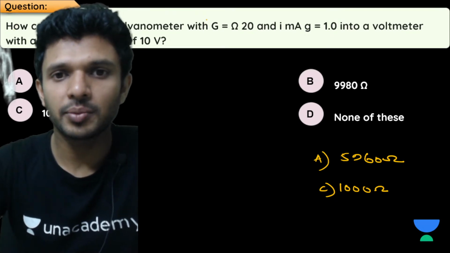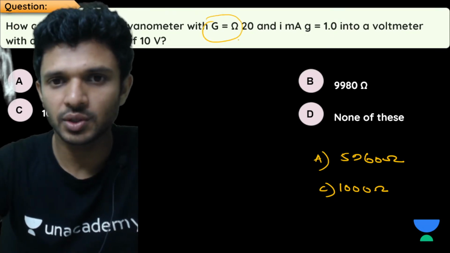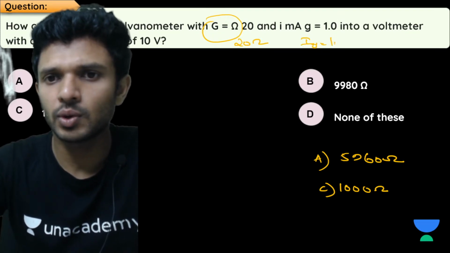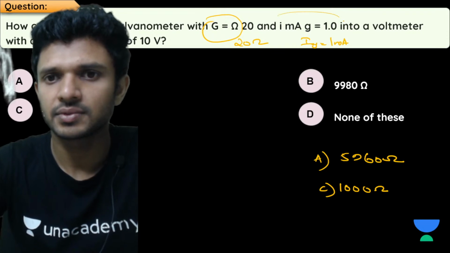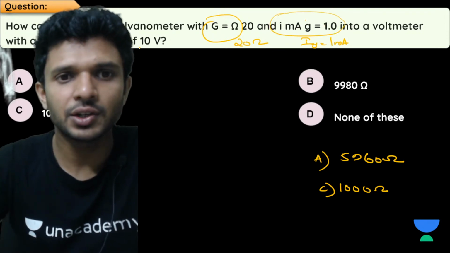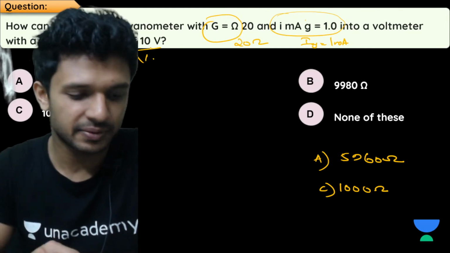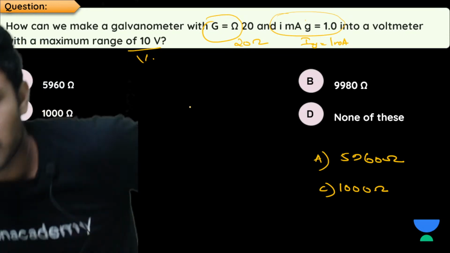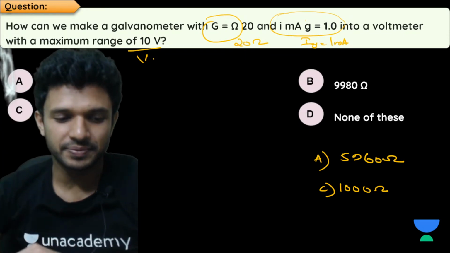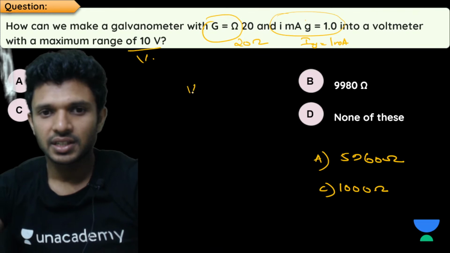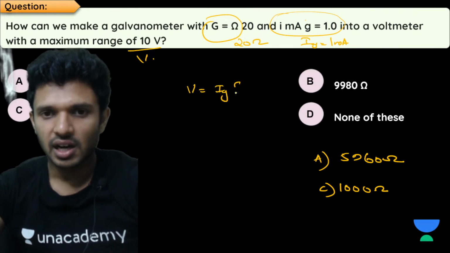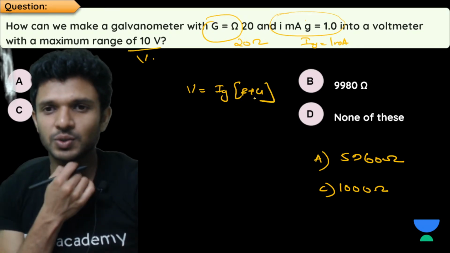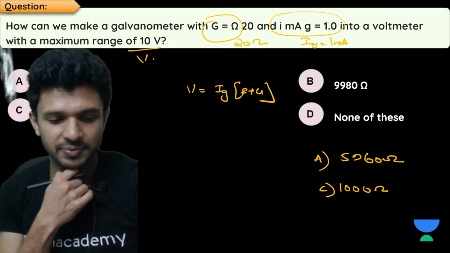How can we make a galvanometer of 20 ohms, with Ig equal to 1 milliampere, into a voltmeter? So the maximum value is 10. Alright, it's very simple. Hurry up. V is equal to Ig into (R plus G). This is the equation to use when we convert a galvanometer to a voltmeter.